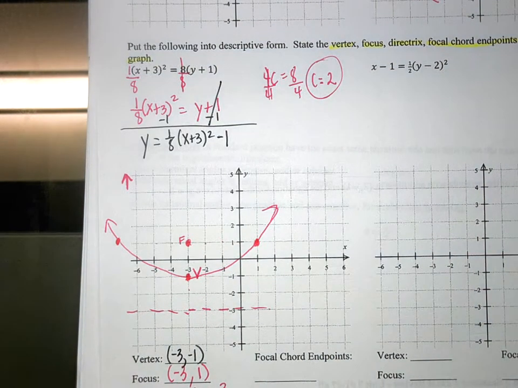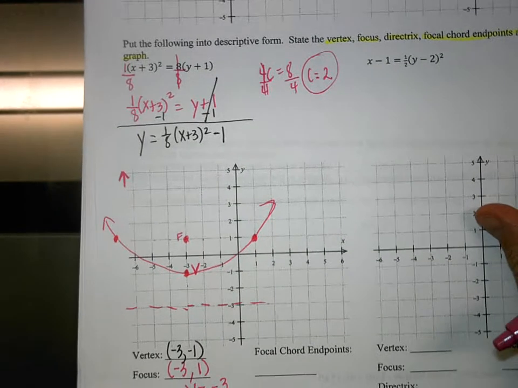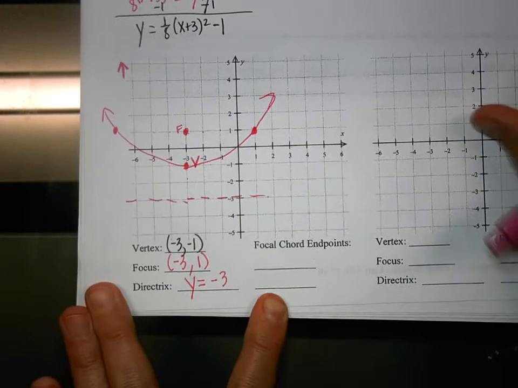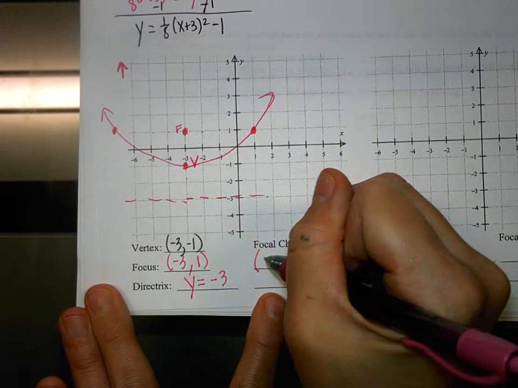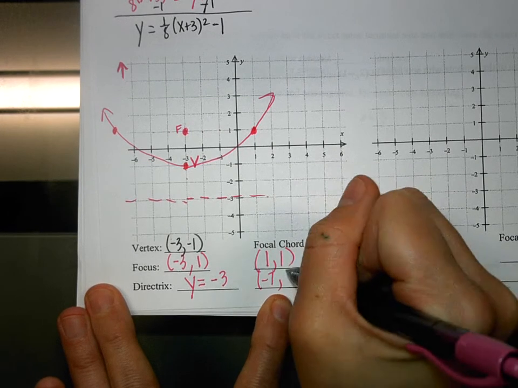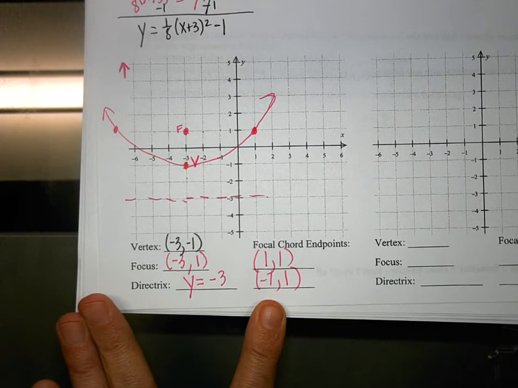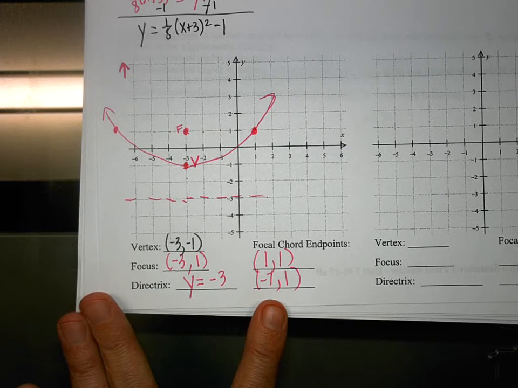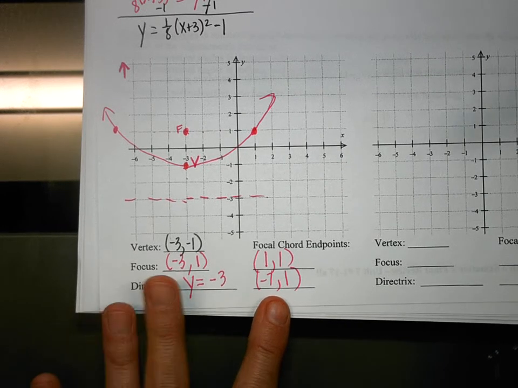And we can state those ordered pairs for your focal chord endpoints. And in this case, they're at 1, 1 and -7, 1. Any questions? Okay, next example.